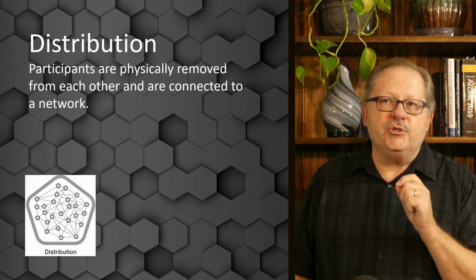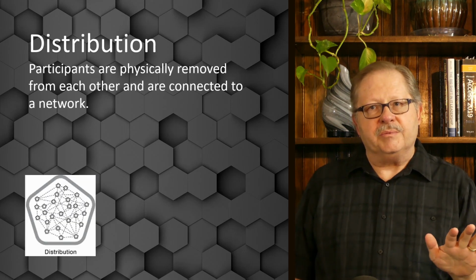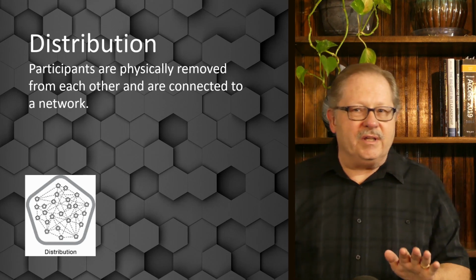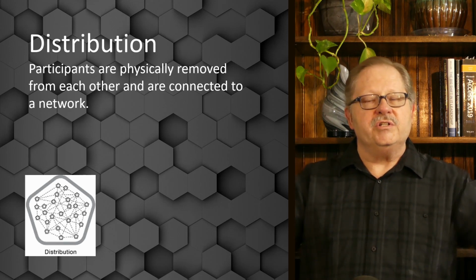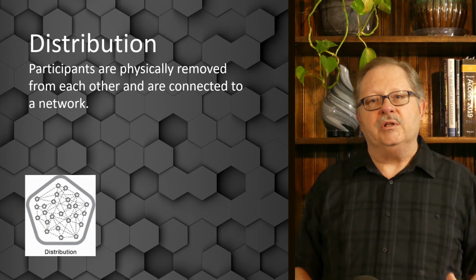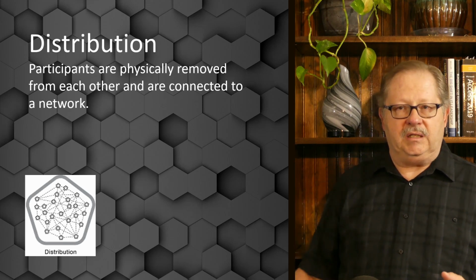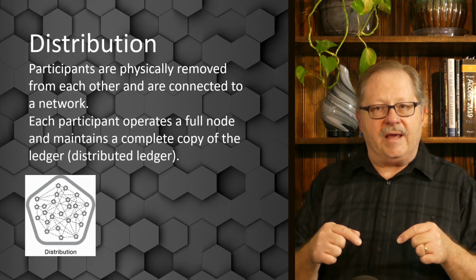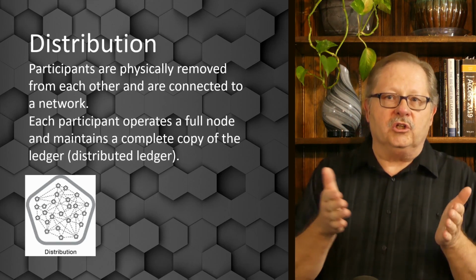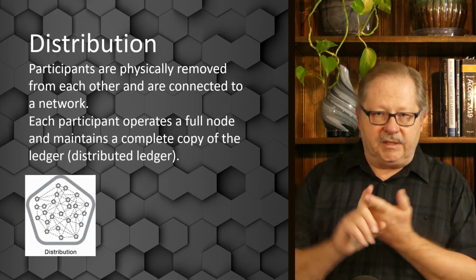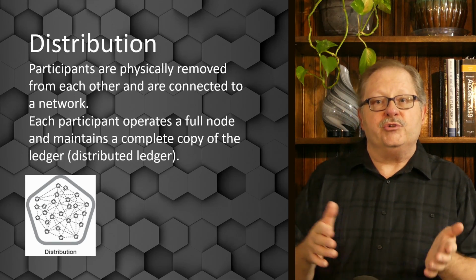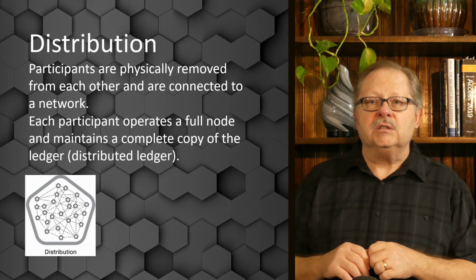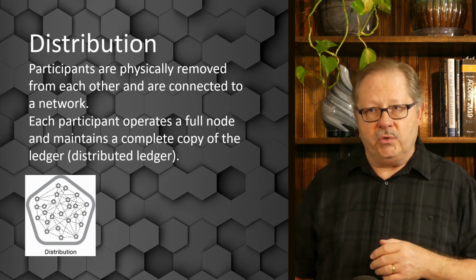Because what distribution basically means is that all participants that are on the network are physically removed from each other, meaning literally they are in different buildings, different countries, different counties. They're in different separate locations. In other words, they're distributed. So another thing that happens at that point is that each participant on that network then operates a full node, meaning they have a complete copy of the ledger, and that's where we get the term distributed ledger. And later on, you'll find out that distribution also plays a part in making sure the network is secure.